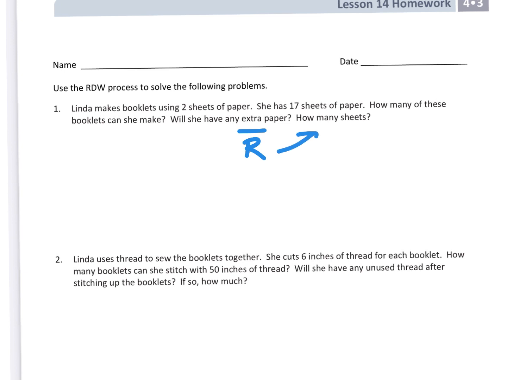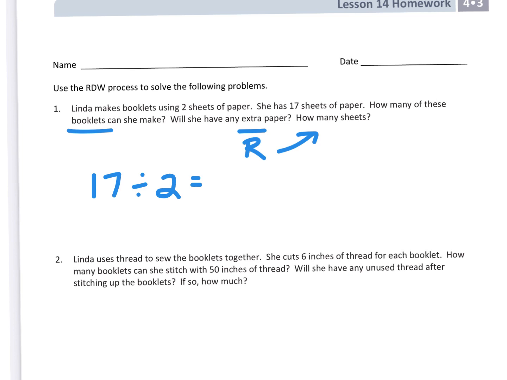And they want to know how many remainders there are, but they also want to know how many booklets there are. So Linda's got to take her 17 pieces, and she's got to divide them into groups of 2 to make that booklet. How many groups of 2 go into 17? Now, if you're using fact families, and I know you're pretty good at your multiplication facts, you can figure this out.